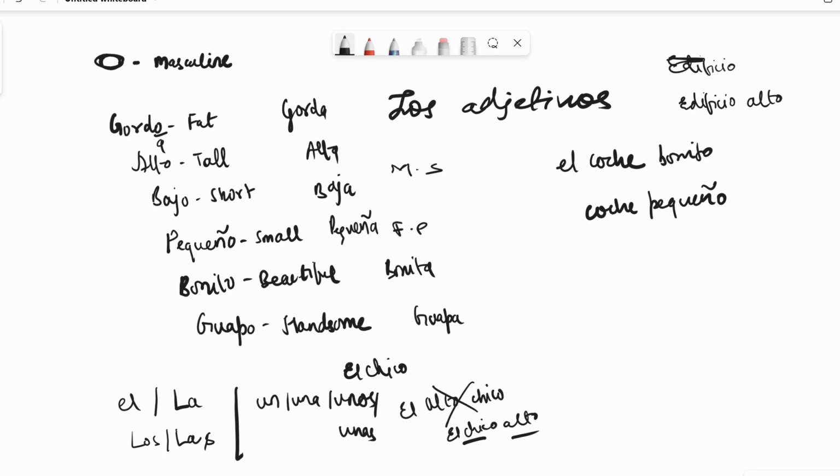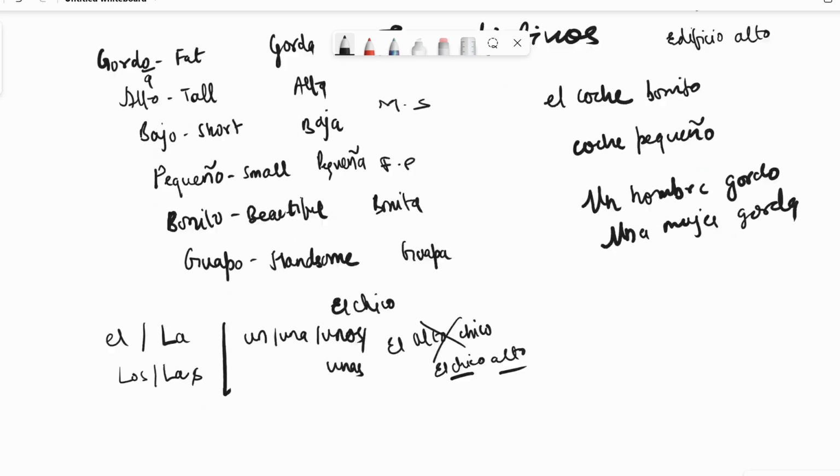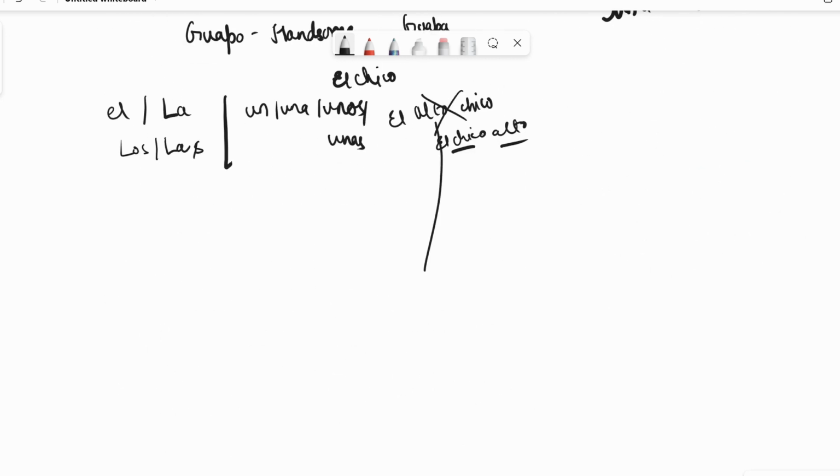If I wanted to say a fat man, a man is un hombre, fat is gordo, un hombre gordo. If I wanted to say a fat woman, una mujer gorda. Right? So you have masculine singular form and feminine singular form. Now there are plural forms as well.